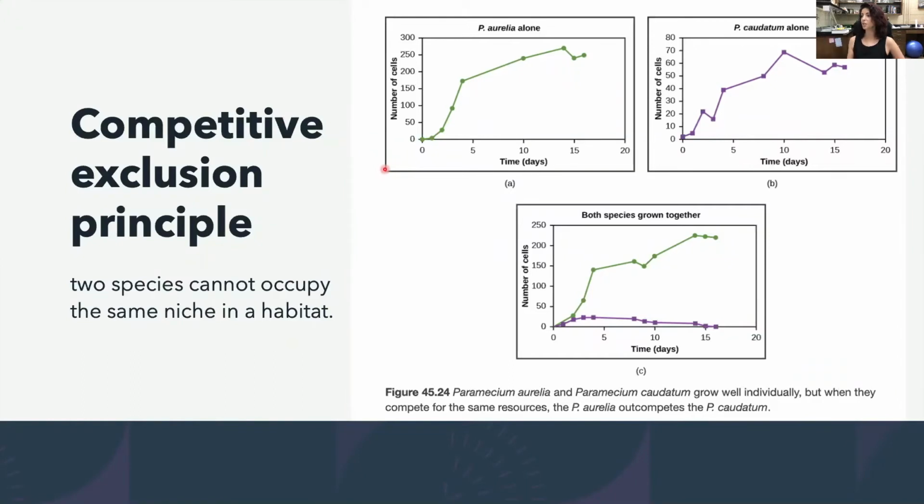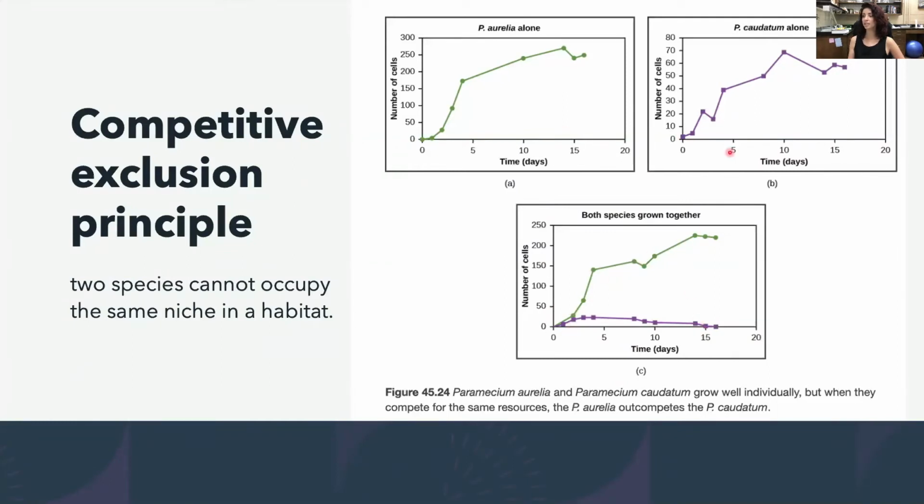And here we have an example of the exclusion principle practiced by two different types of paramecium. So when we grow these two paramecia together, we have time in days on the x-axis and number of cells. Notice that one is doing far better than the other. So here we have P. aurelia over here in green, and then in purple we have P. caudatum. So one is clearly outcompeting the other.